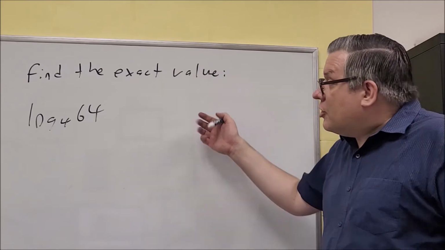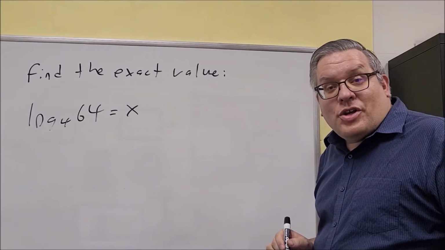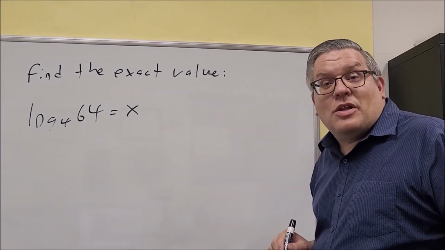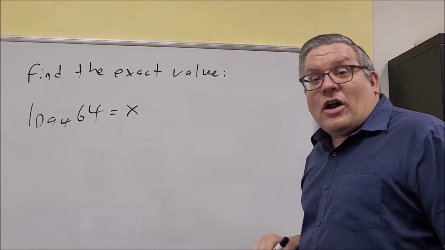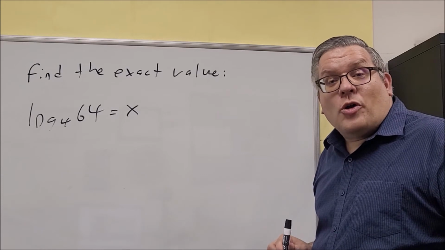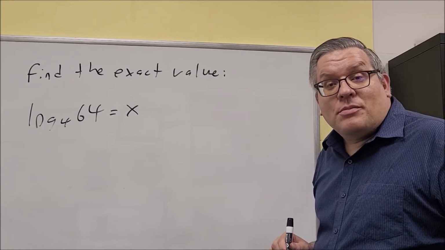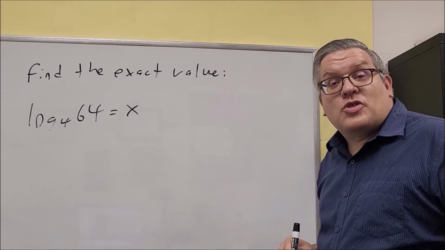What we're going to do here is let that equal x, and eventually we're going to solve for x, and that's going to be the answer to the whole problem. We want to get this out of the log form into something that's exponential, so that we can solve for it by using the equal basis property. We talked about this earlier in this section, how you can convert between log form and exponential.